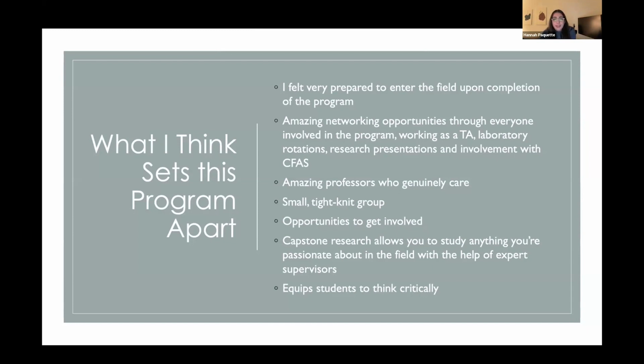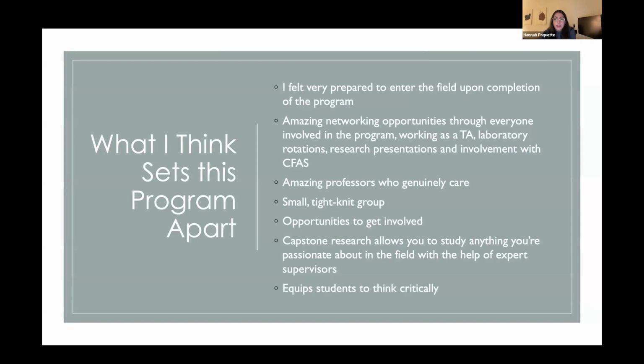And the program has amazing professors who genuinely care about your learning and your success. Also, the small, tight-knit group allows you to focus with your friends and then learn the material together, bounce ideas off of each other, and you get very one-on-one moments with professors.